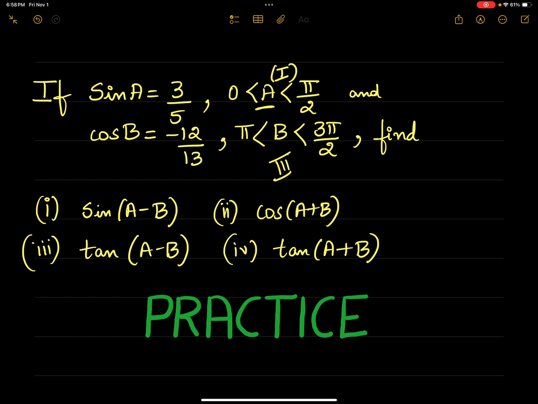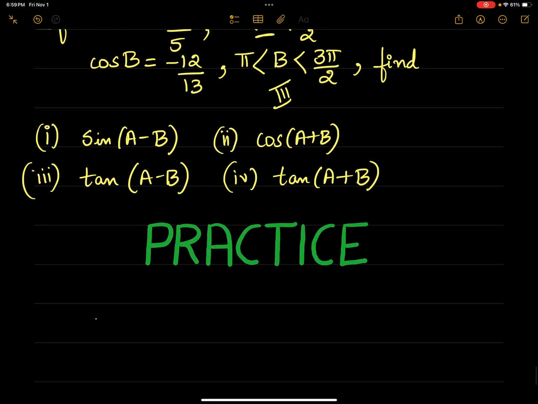Now we have to find sin(A minus B), cos(A plus B), tan(A minus B) and tan(A plus B). So before we do that, let's find out the unknowns, which are cos A and sin B. Let's do that. Now cos B is equal to minus 12 by 13.